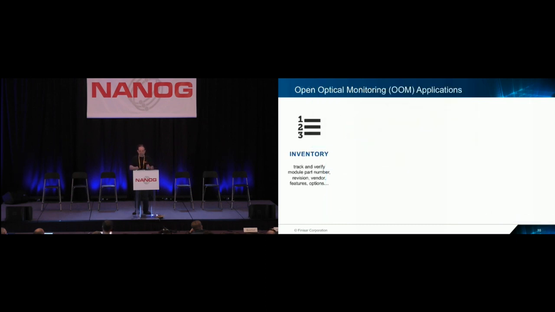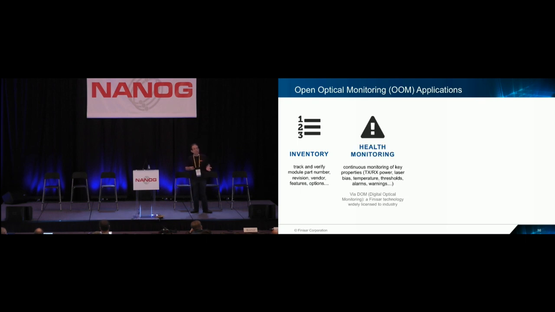So what is this good for? What applications? Well, the applications are very similar to what people use today in the standard system OEM paradigm. You could do things like inventory, where you track and verify the transceiver types, what you think you have versus what you really have, the optical interface in those transceivers, serial numbers, manufacturing date code, and so on for warranty purposes. You can do health monitoring.